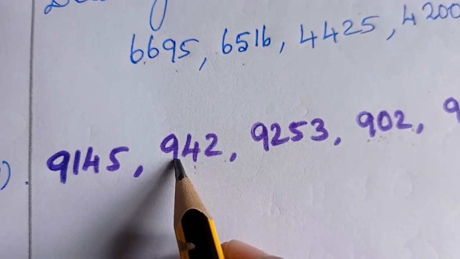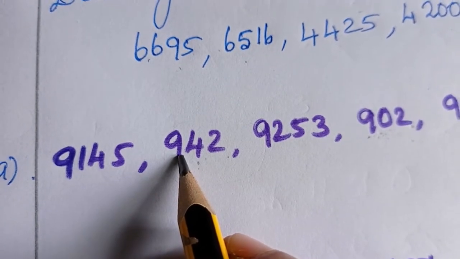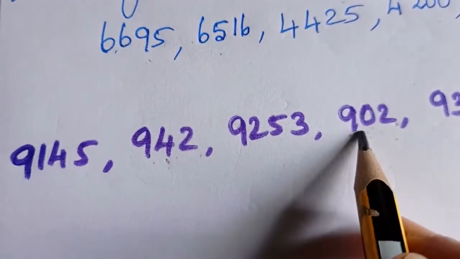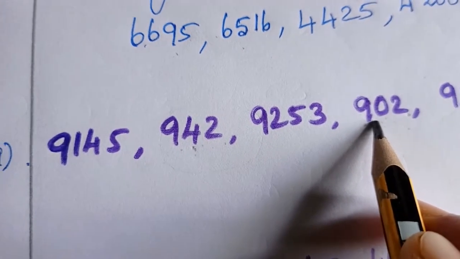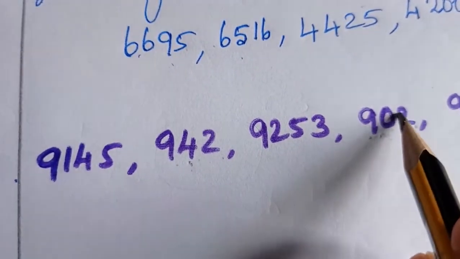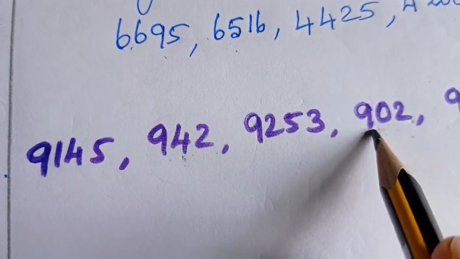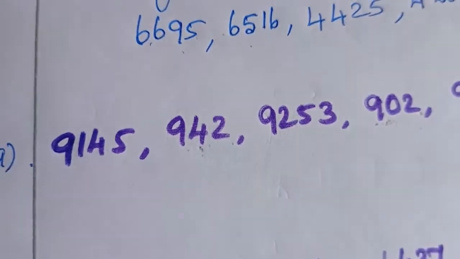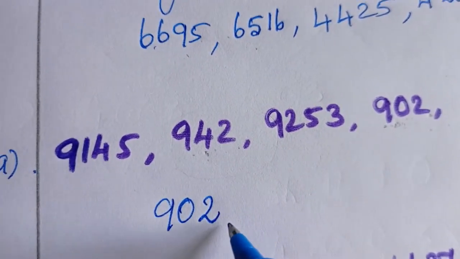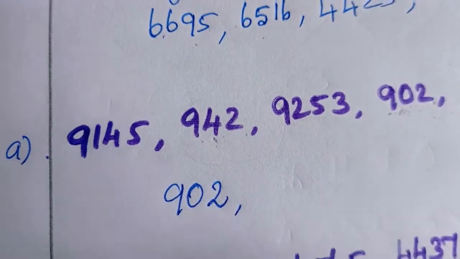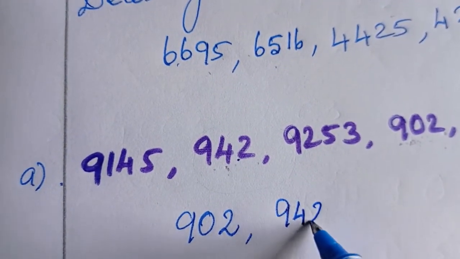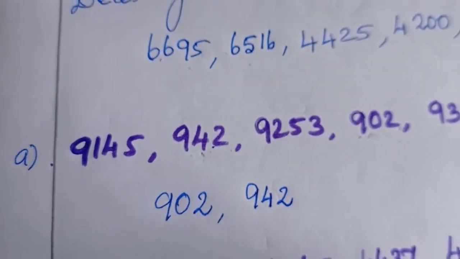Okay? So what do you want to do next? Check their tens place values. This number, the tens place value is 4 and this number, the tens place value is 0. So which one is smaller? 0 or 4? Yes, 0 is smaller. So 902 is the smaller number. So you can write 902. Okay. Then next, which one is smaller? 942, because this is a 3 digit number, and all the remaining are 4 digit numbers.